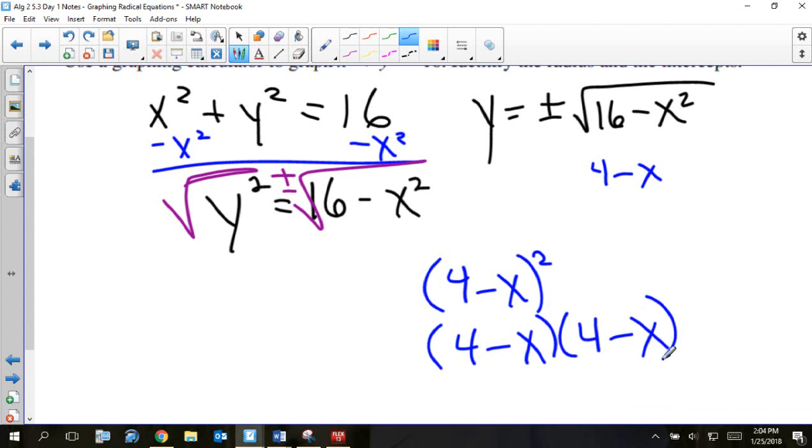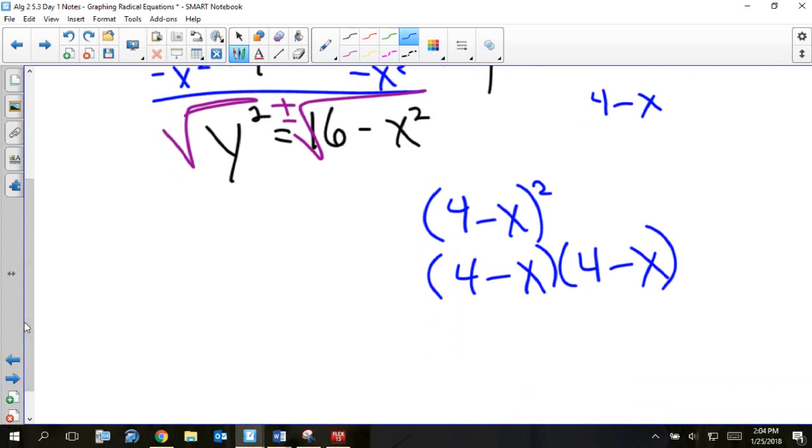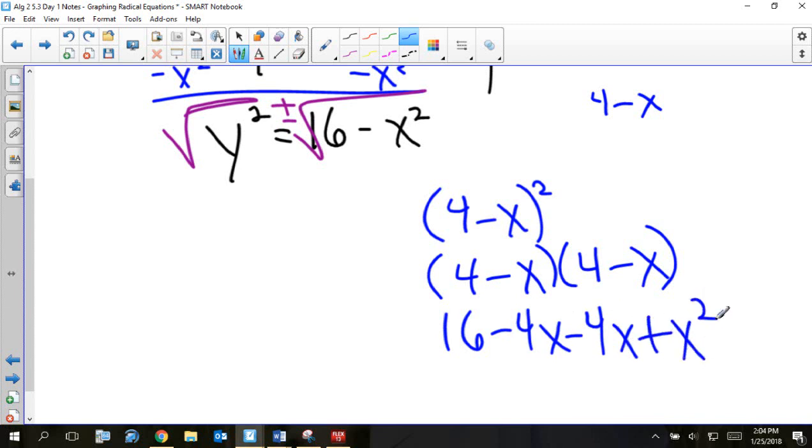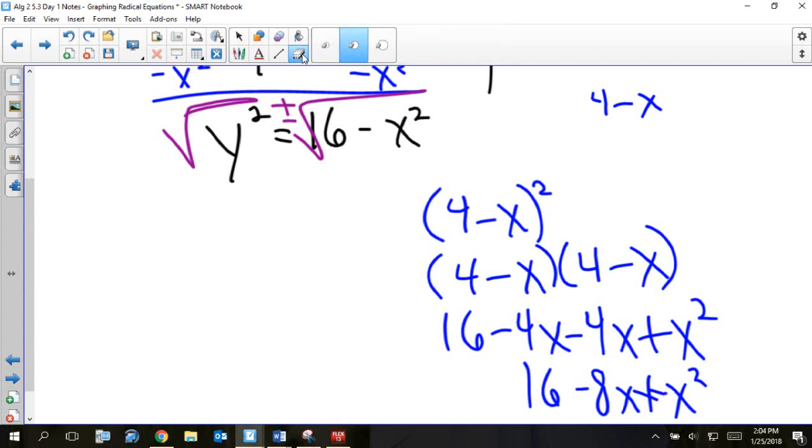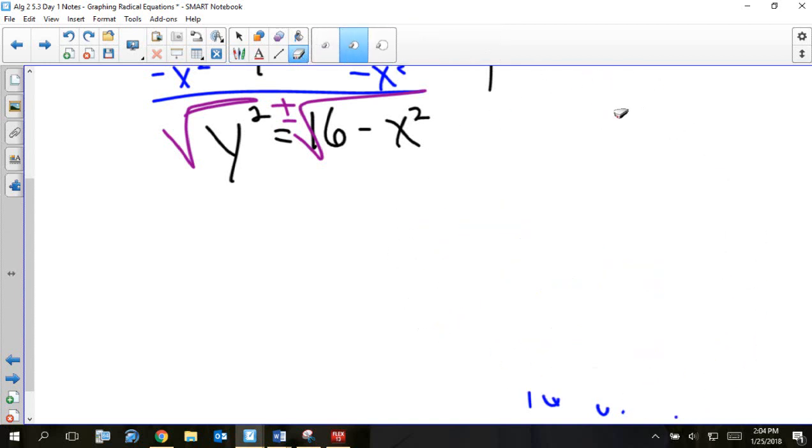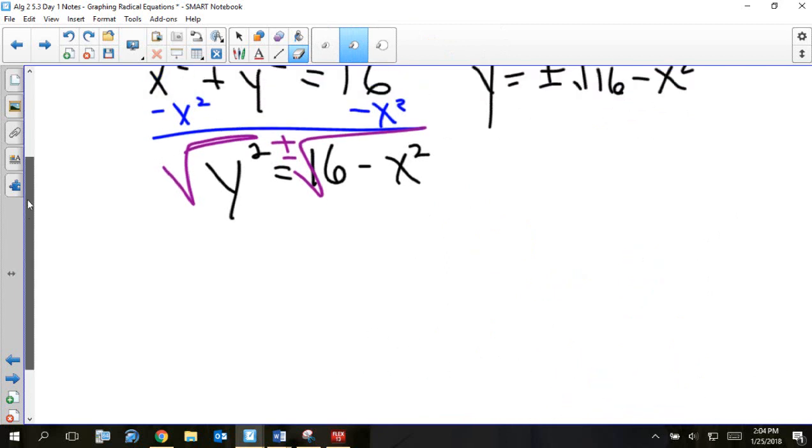We did this before. How do you FOIL that? 16 minus 4x minus 4x plus x squared. You get 16 minus 8x plus x squared does not equal 16 minus x squared. So 16 minus x squared is not a perfect square. Just leave it as square root. Don't do any extra work. Once you have it say y equals, don't do any extra work. I mean, why would you want to do extra work? You don't have to.